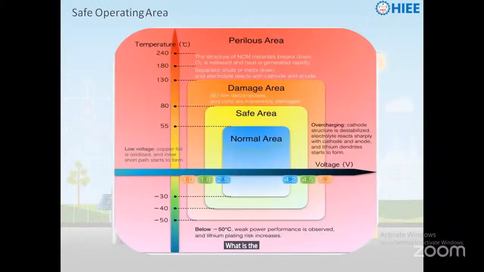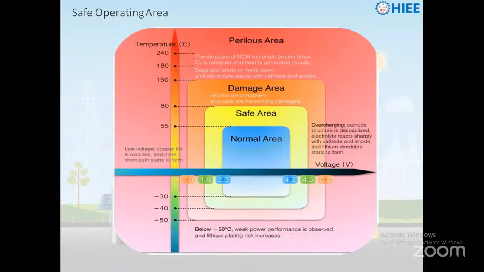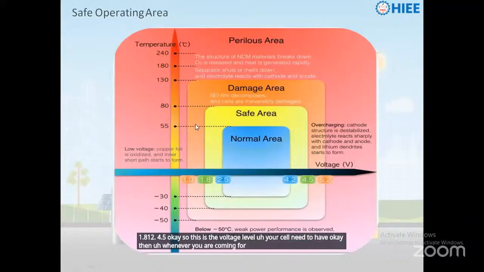In general, a cell can be safely operated between 1.8 volts and 4.5 volts. Okay, this is the voltage level your cell needs to have. Then for the temperature, a battery can withstand from minus 40 degrees to 80 degrees. This is the safe operating area.